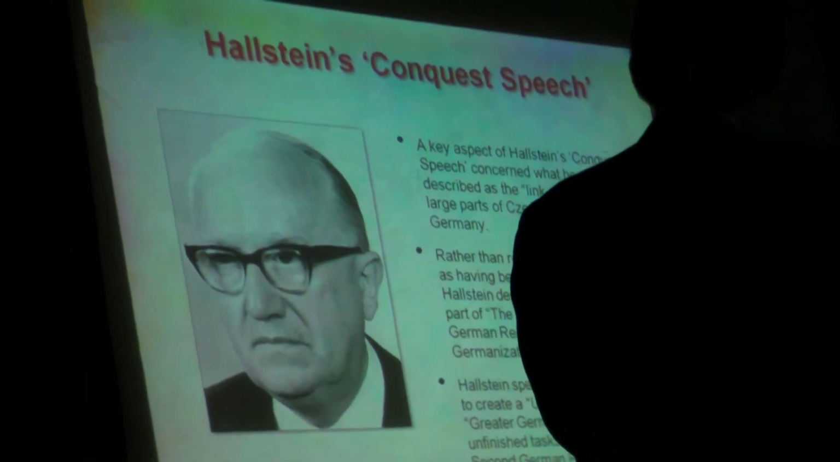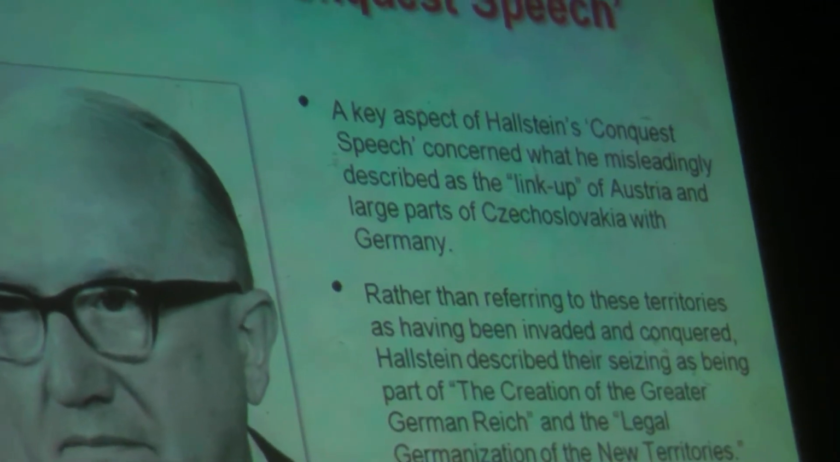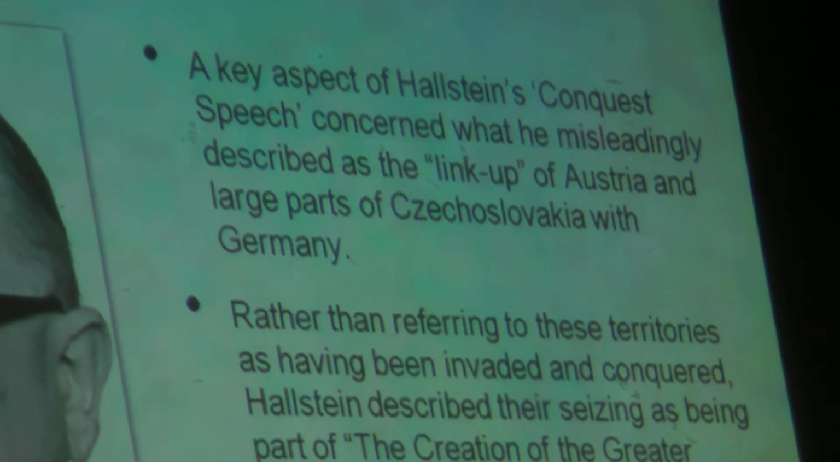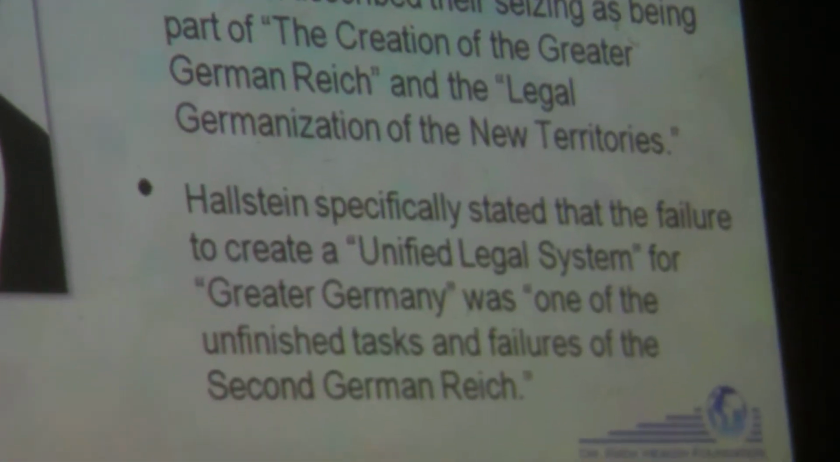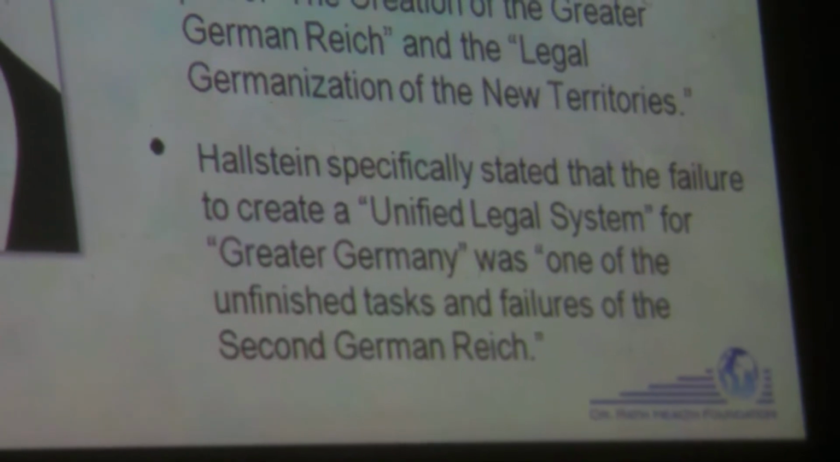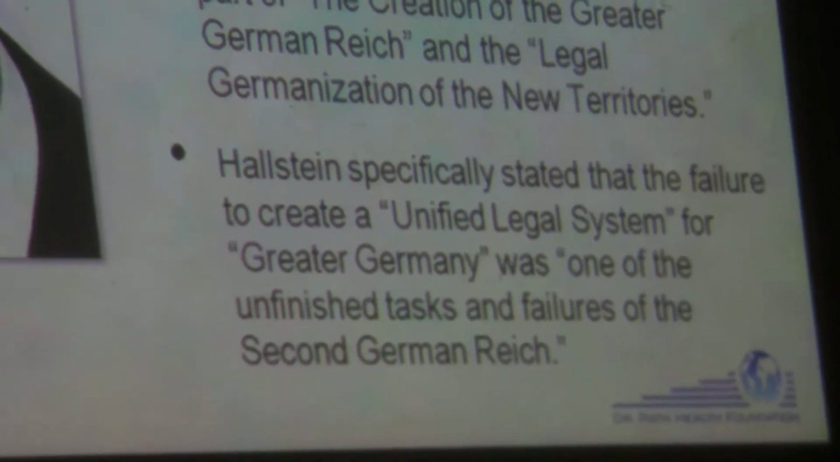A key aspect of the speech concerned what Hallstein described as the link-up between Austria and large parts of what used to be known as Czechoslovakia with Germany. Because rather than referring to these territories as having been conquered and seized with bloodshed, he described their seizing as being part of what he called the creation of the greater German Reich and the legal Germanization of the new territories. The legal, get that, the legal Germanization of the new territories.